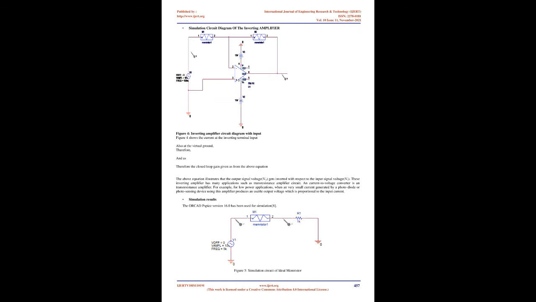Thus the output voltage becomes inverted with input voltage 6 with respect to time and multiplied M1C1 times. Simulation circuit diagram of the non-inverting amplifier. Figure 3, non-inverting amplifier circuit diagram with input. Figure 3 shows the voltage at the non-inverting terminal.